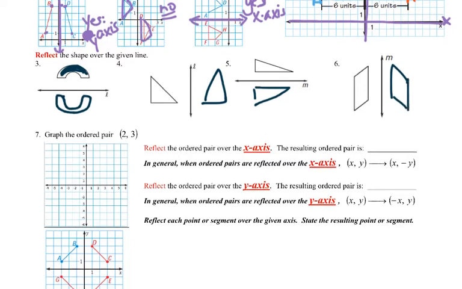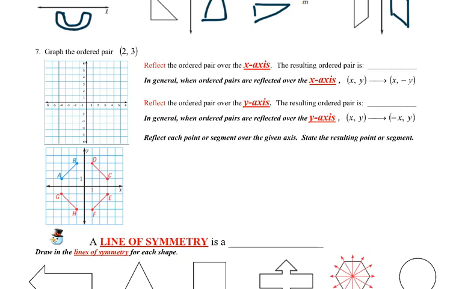Sometimes we're just going to reflect an ordered pair. So if I take the ordered pair 2, 3, and I reflect it over the x-axis, where's it going to land? Well, 2, 3 is going to come down here, and it's going to land on 2, -3. And in general, that's what happens when you reflect over the x-axis. The x-coordinate stays the same, and the y-coordinate changes sign. So it went from 2, 3 to 2, -3.